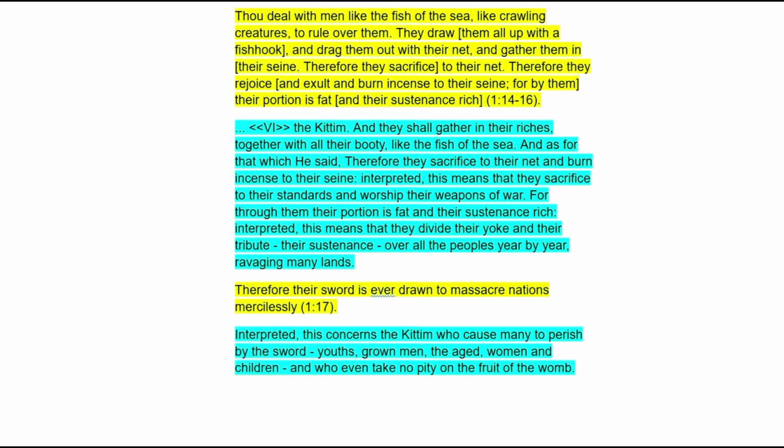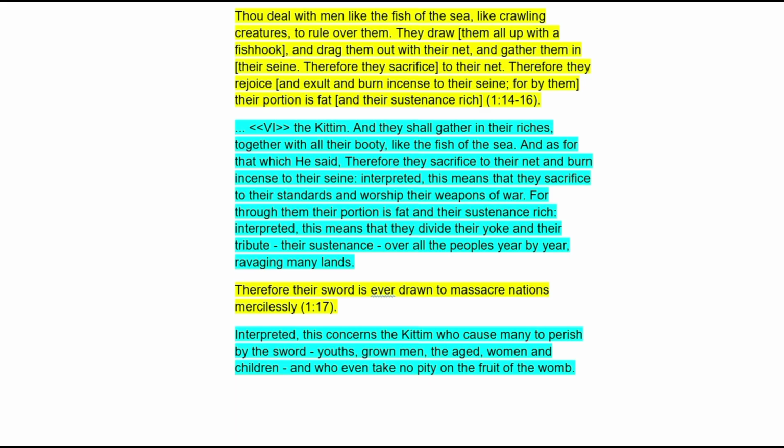Therefore they sacrifice to their nets, and therefore they rejoice and exalt the incense of their seine. For by them their portion is fat, and their substance rich. Interpretation: the Kittim. And they shall gather in their riches together with all their booty, like the fish of the sea. And as for that which he said, therefore they sacrifice to their nets, and burn incense to their seine.